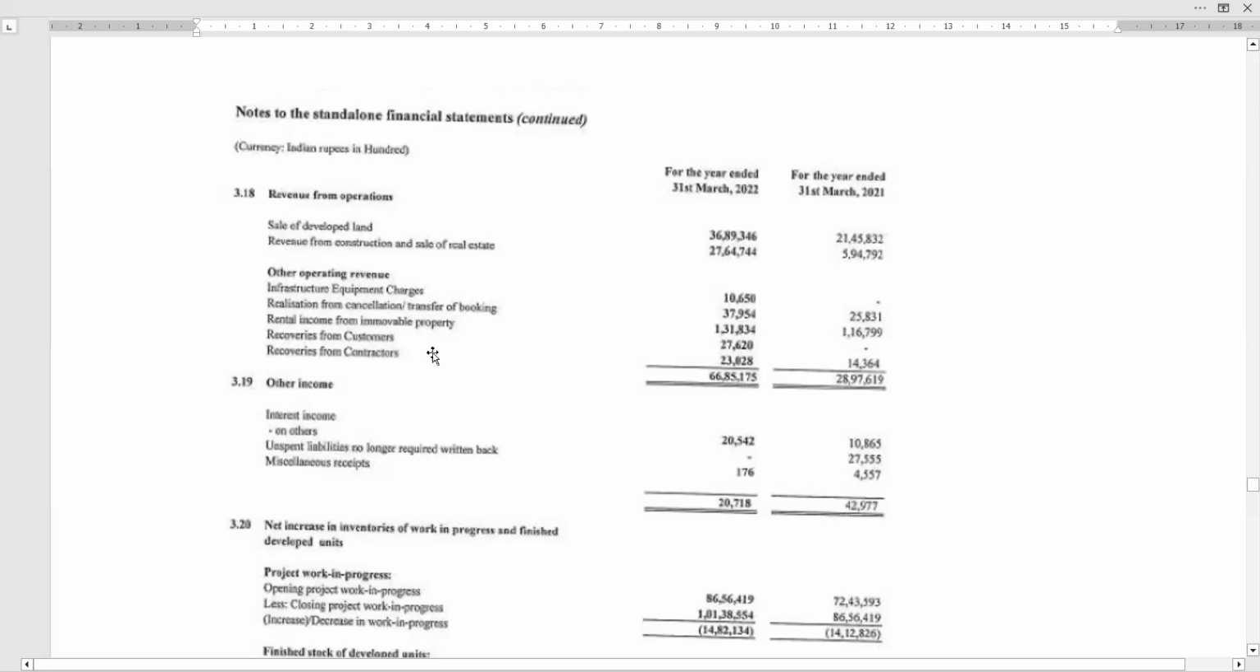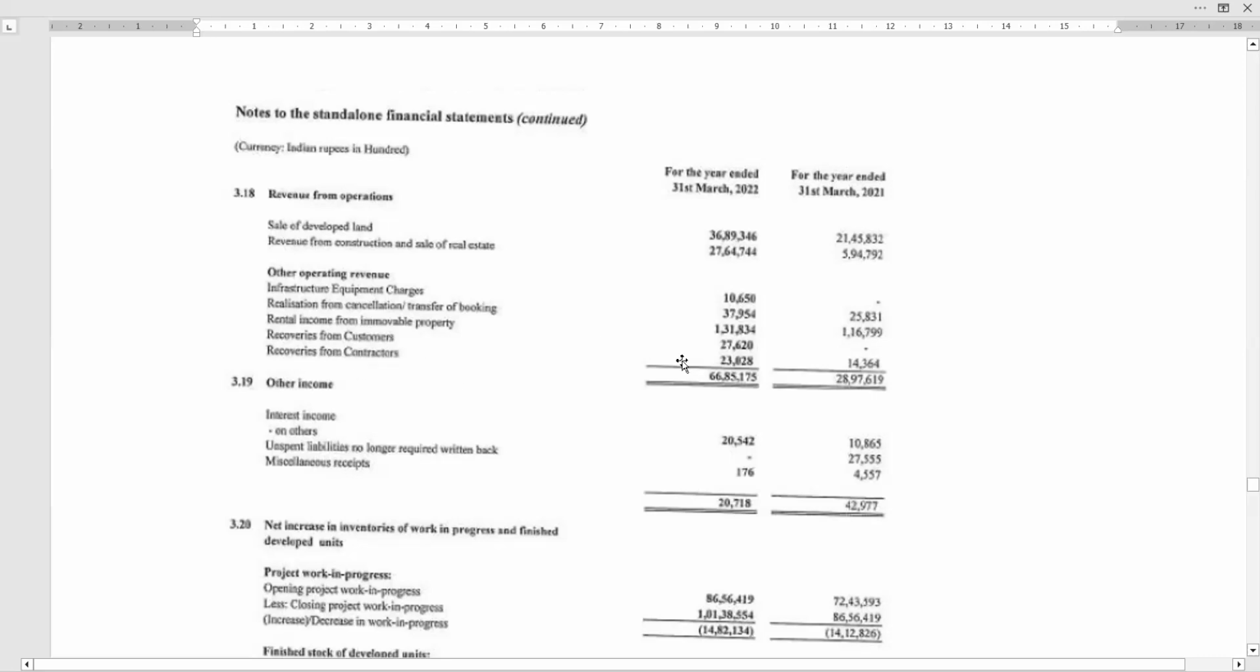Okay, recoveries from customers. This might be some additional work which they would have got done. Okay, so they would charge any customization charges, something like that. It is not their main operation, but as a part of business, in the process of selling the units, they would have committed something and they would have got it done. So recoveries from customers, they would recover actual cost, additional cost.